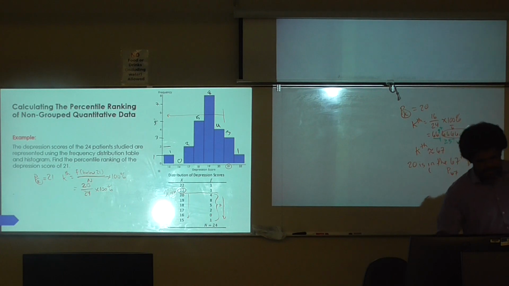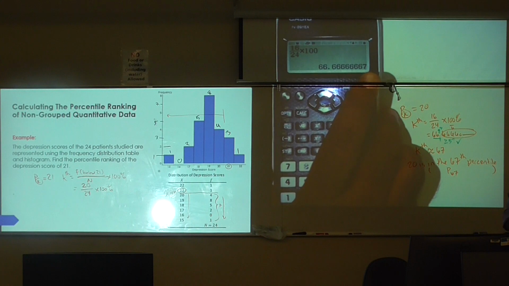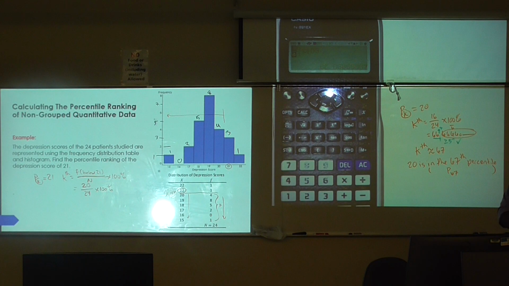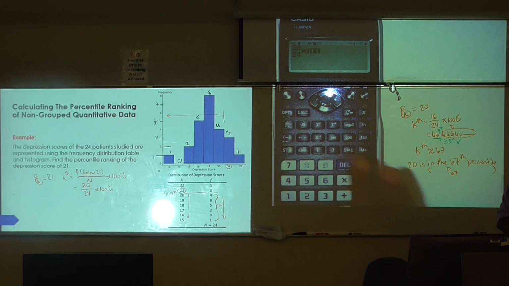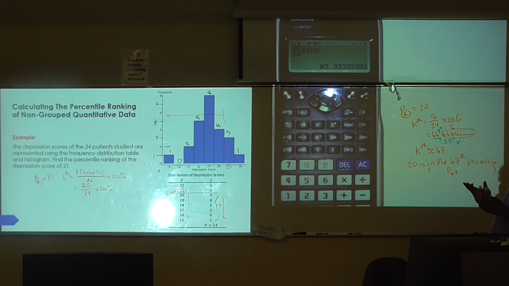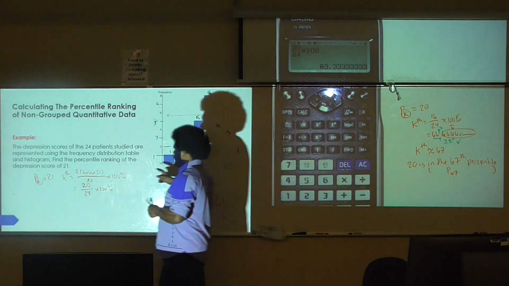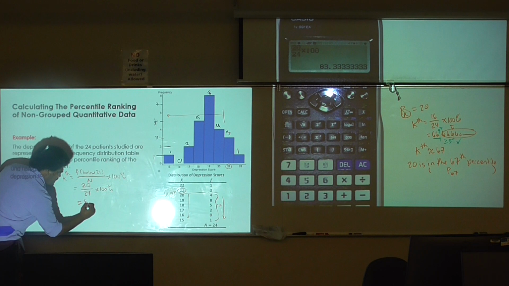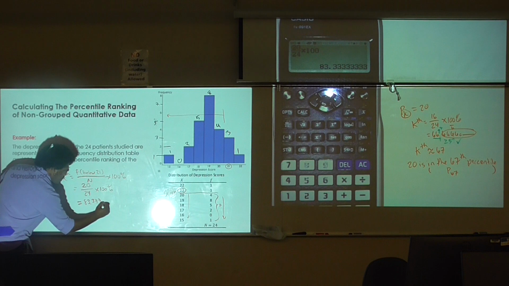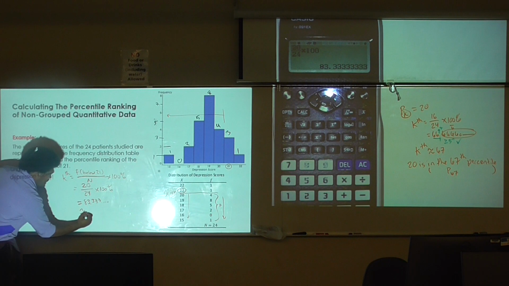We get the same result doing so. So I'll put the fraction, 20 divided by 24, times 100, and then I'm going to convert. And we end up with the same result as on the previous slide with 21. So we're looking at 83.333 and on, approximately 83, and that is your k percentile.